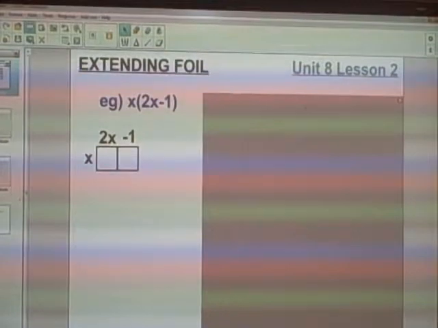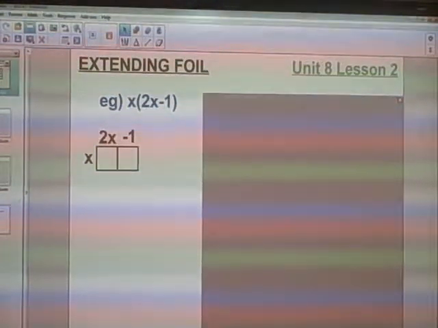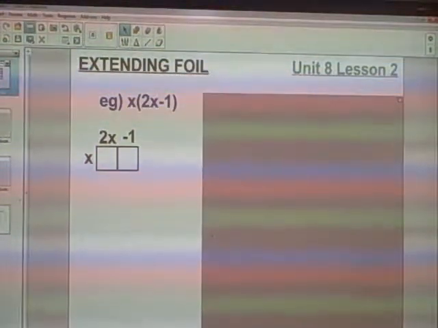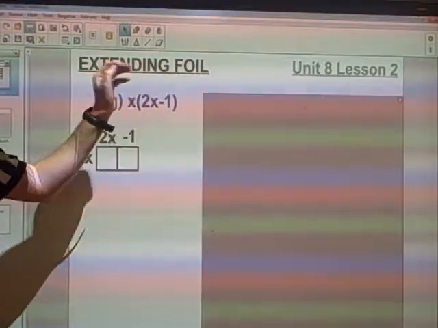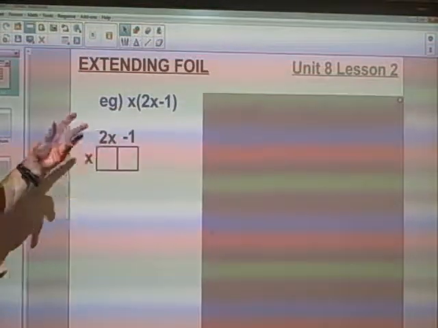Now, this is Unit 8, Lesson 2. Actually, what we're going to go back and look at is some of the stuff from Unit 7. While we were doing so well on this box method, I thought perhaps for distribution it was worth remembering that you can write these problems in the same way.